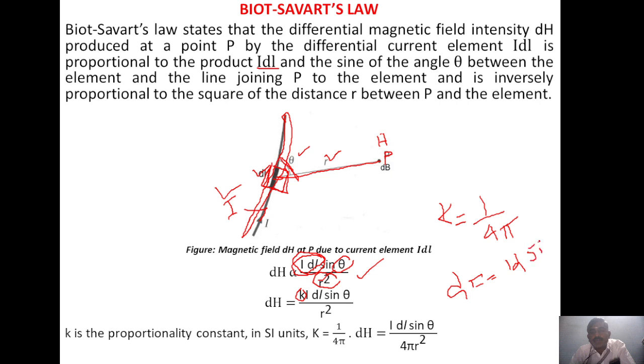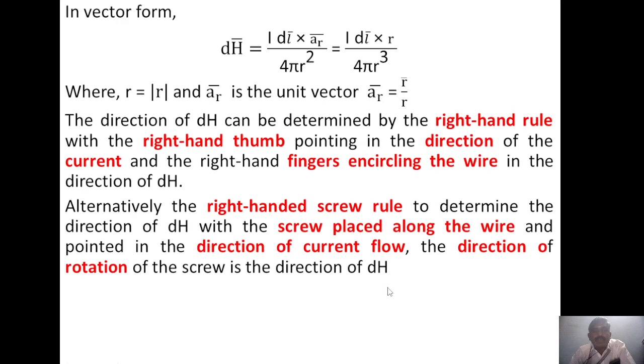What is the relation between B and H? B is equal to mu into H. Suppose I want the magnetic flux density dB. We can write dB is equal to mu into I dl sin theta divided by 4 pi r squared. So you get the value of the magnetic flux density.